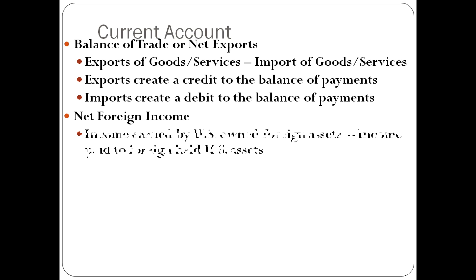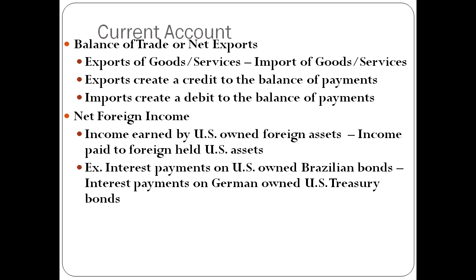You've got net foreign income. So income earned by U.S.-owned foreign assets minus the income paid to foreign-held U.S. assets. Okay, so you would have the interest payments on U.S.-owned Brazilian bonds. Those are going to create a money inflow, which is going to be a credit, minus interest payments on German-owned U.S. Treasury bonds. So here, the United States is going to be paying the Germans. In that case, that's going to be an outflow, and thus it is a debit. So the first half of that transaction is going to be a credit, minus the second half, which is going to be a debit.